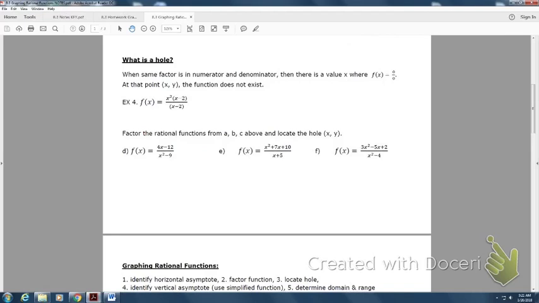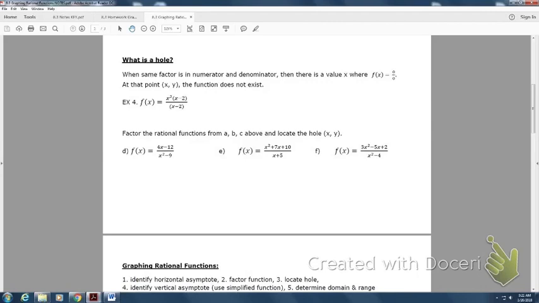Alright, coming down to here. So what is a hole? Last time I told you that we were starting to identify the different kinds of excluded values we would have. One was the vertical asymptote. The other one is going to be what is called a hole.